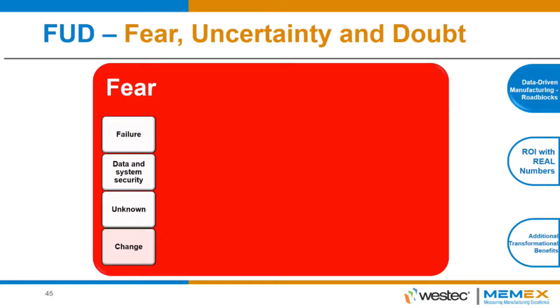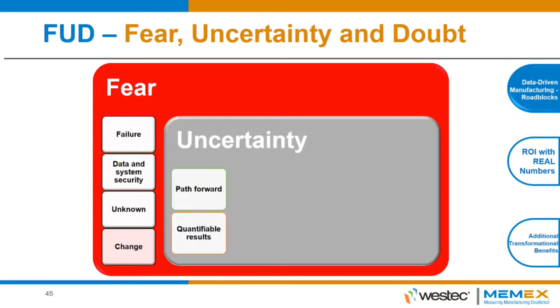Fear, uncertainty, and doubt. So fear of failure, fear of data and system security, fear of the unknown, and fear of change. These are huge demotivating factors to adopt data-driven manufacturing. Uncertainty, uncertain of the path forward and uncertain of the quantifiable results.